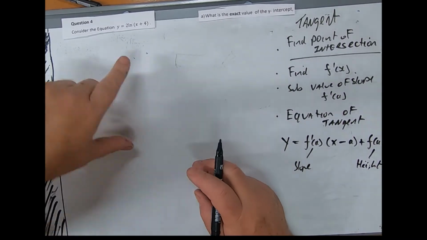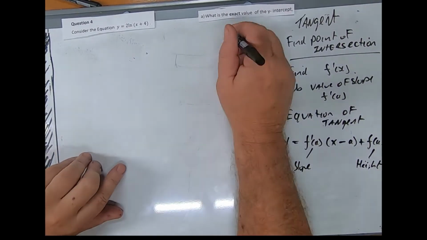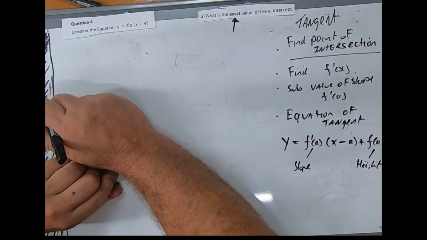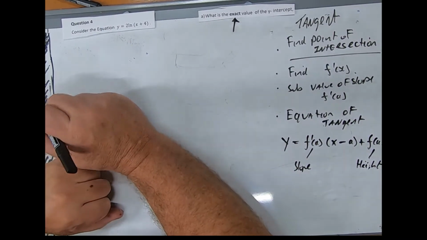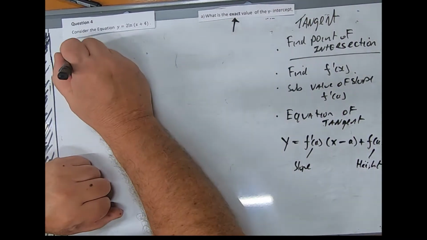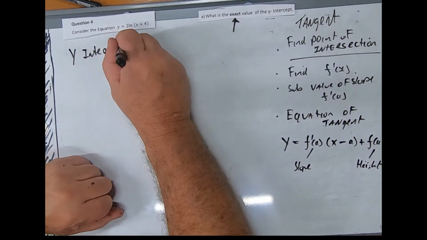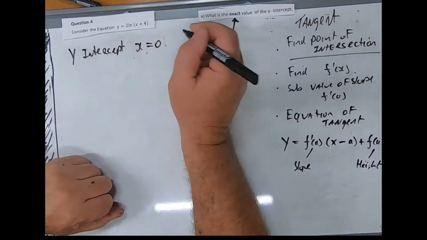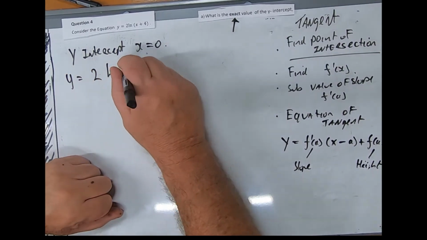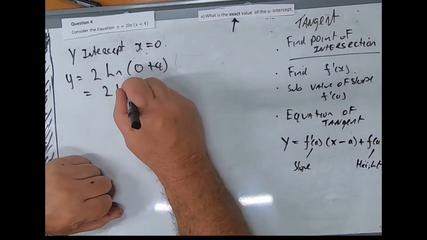Okay, y equals 2 ln(x + 4). First of all, what is the exact value of the y-intercept? We have graphics calculators and can make lots of shortcuts, but the word exact means we don't want a shortcut. The y-intercept is when x equals 0, so you substitute it in. y equals 2 ln(0 + 4) equals 2 ln 4.